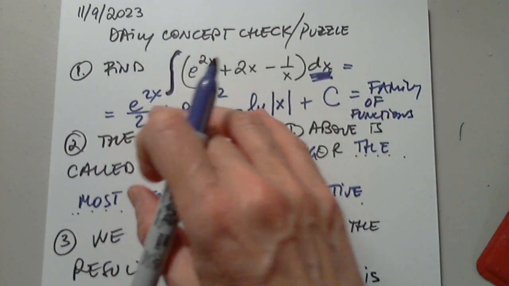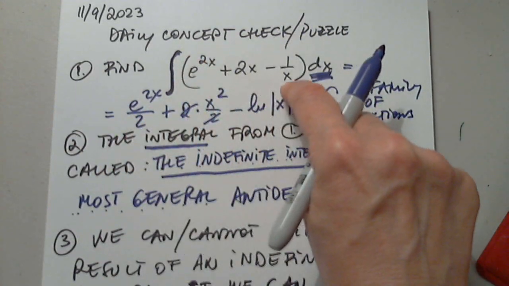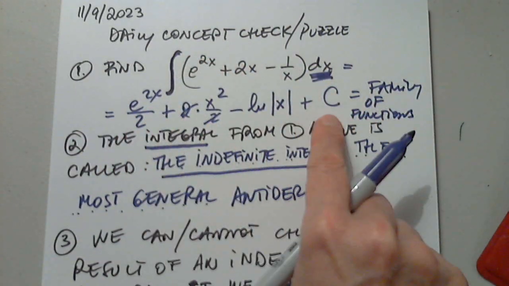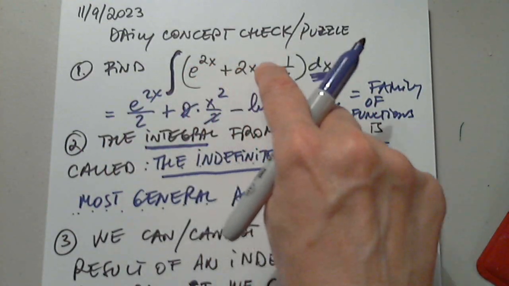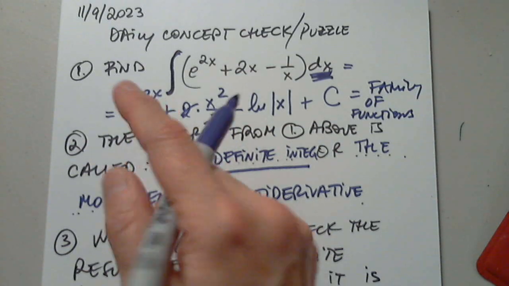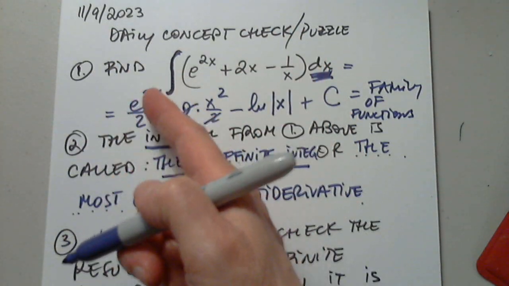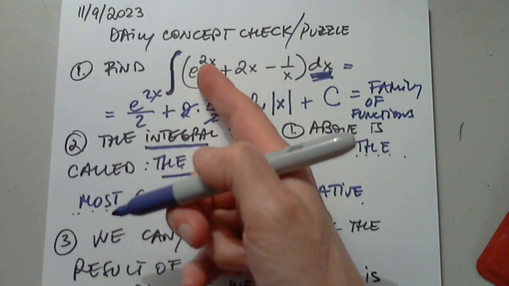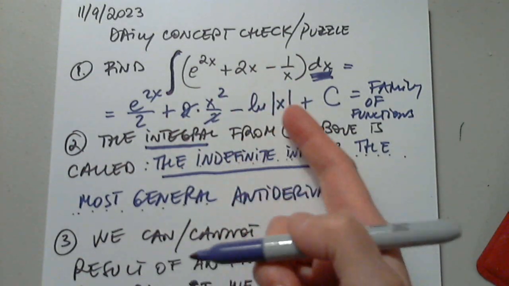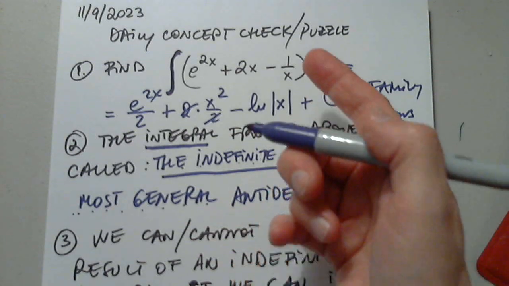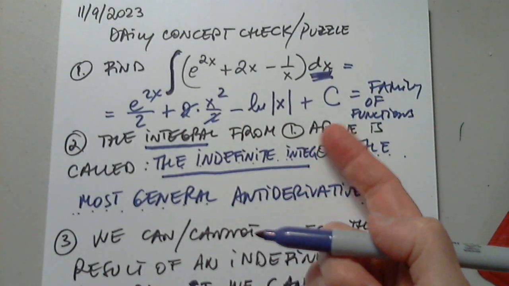When I differentiate this, I must get this. Otherwise, this is wrong. When I differentiate this, I check by getting this. Let's check. E to 2x prime is e to 2x times 2, and I simplify and I get this. X squared prime is 2x. Natural log x, with an absolute value, is 1 over x with minus in front. C prime is 0.